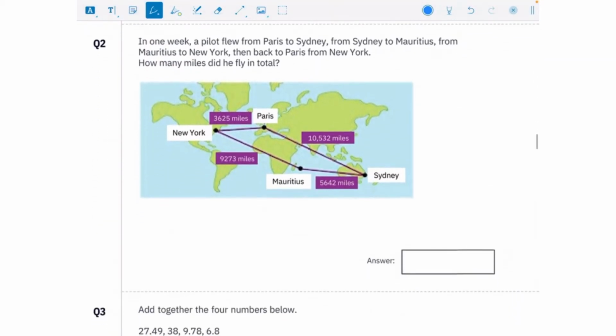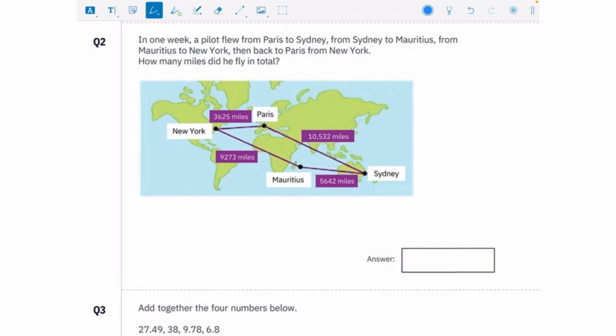Question number 2. In 1 week, a pilot flew from Paris to Sydney. Always going here. From Sydney to Mauritius. From Mauritius to New York. And then back to Paris from New York. How many miles did he fly in total? So we're doing 10,532. Add 5,642. Add 9,273. Add 3,625.